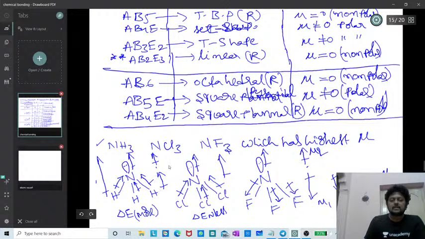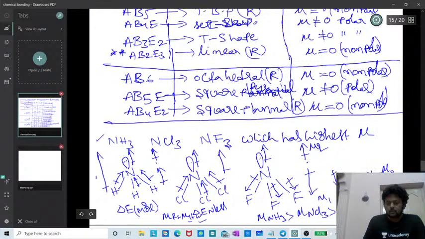Whereas in the other two cases, the resultant dipole vector nu-r is equal to nu1 plus nu2, because both are parallel. The angle of separation is 0 degrees, so in that case nu1 plus nu2. That's why the highest dipole moment is for NH3, next NCl3, next NF3. Okay, next.